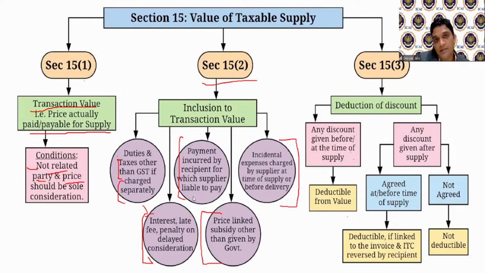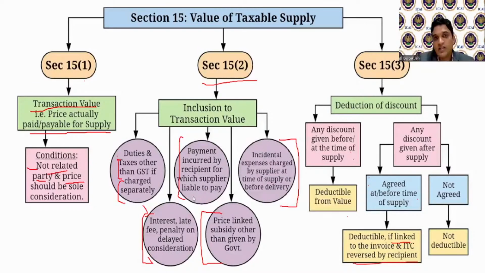Any discount given before or at the time of supply has to be excluded because you will mention it in the invoice. And any discount given after supply, if it is agreed before or at the time of supply, then it is deductible if it is linked to the invoice and ITC is reversed by the recipient. Any discount given before supply will be mentioned in the invoice. And if it is given after the supply is made, and later I give a discount, then also it is allowed. When is it allowed? First of all, it should be agreed. If it is not agreed, then it will not be allowed. It should be agreed before or at the time of supply, and it should be linked to the invoice, because later on, how will you give that? You have to give a linkage to the invoice.